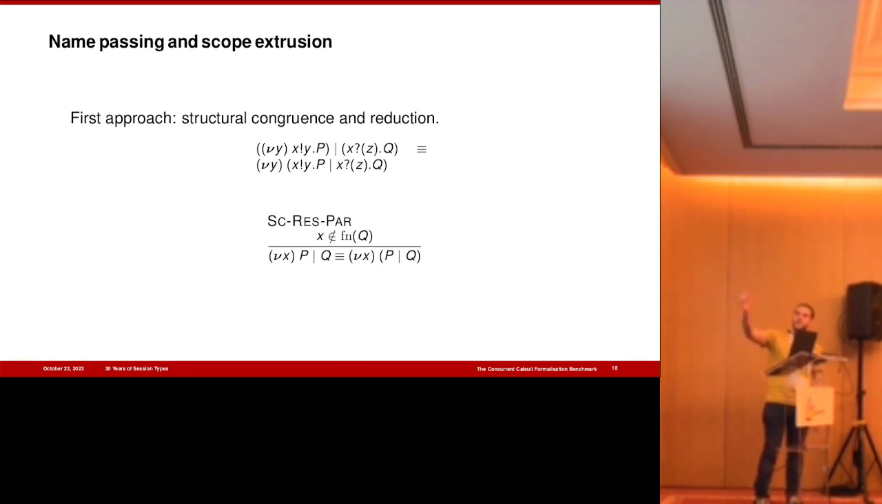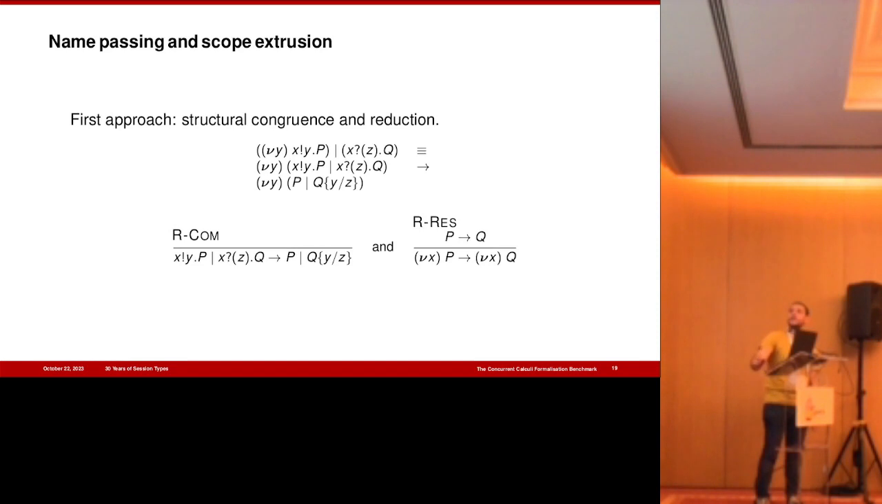But anyway, once we check that that variable is not in the free names of the process on the right, we can say that these two processes are structurally congruent, and then we can perform a reduction step simply with a rule. I will not present all the semantics really, I'm just mentioning that there is a rule for communication from send and receive, and a rule that lets the reduction happen under restriction.